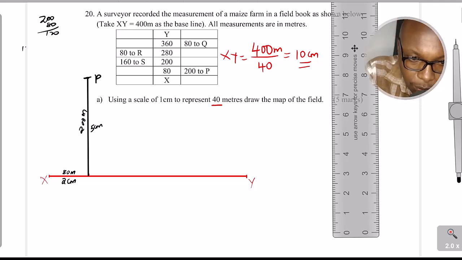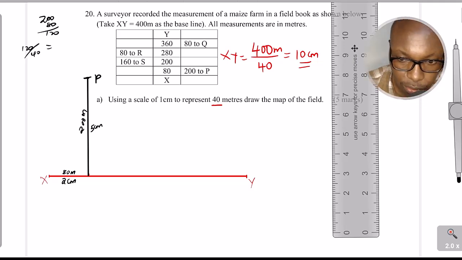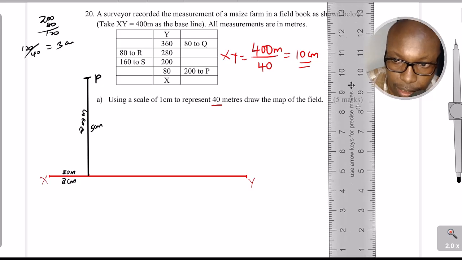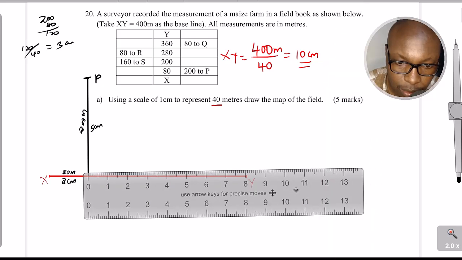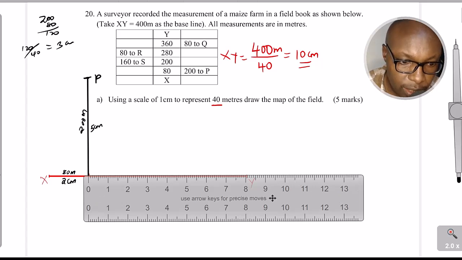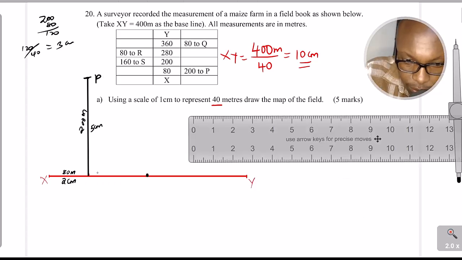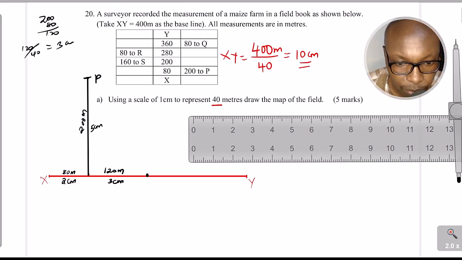120 divided by 40, because that is using the scale. That one I have to measure 3 centimeters. So from there, 3 centimeters. Let me mark it there. So this distance is 120 meters, which is the same as 3 centimeters. You can see from X, we have 80, then plus 120, that will be 200.